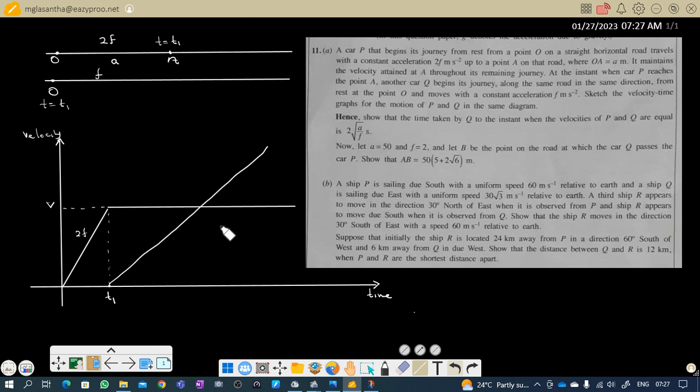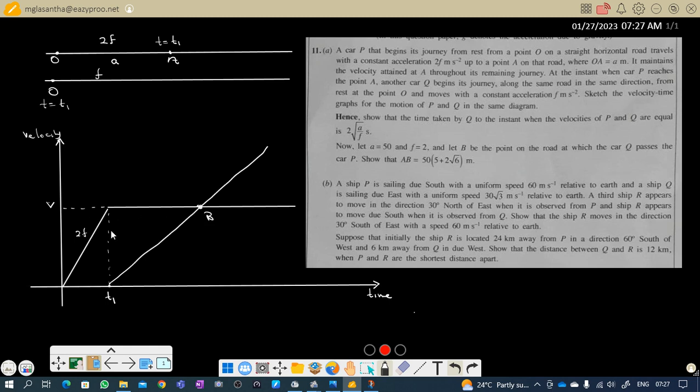But they ask you to sketch the velocity time graph for the motion of P and Q in the same diagram. Hence show the time taken by Q to the instance when the velocities of P and Q are equal. What is that equal velocity? It is v. At point B, these velocities are equal. That equal velocity is v.